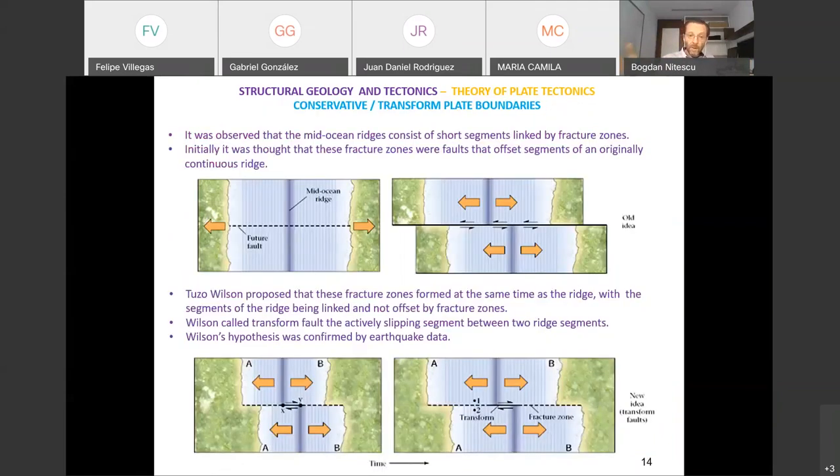So the third type of plate boundary is one that we call conservative or transform. Conservative means there is no change. There is no destruction and no construction. So what happens is that, as you have seen in the map, the mid-ocean ridges are segmented. They have short segments, and they appear to be linked by fracture zones.